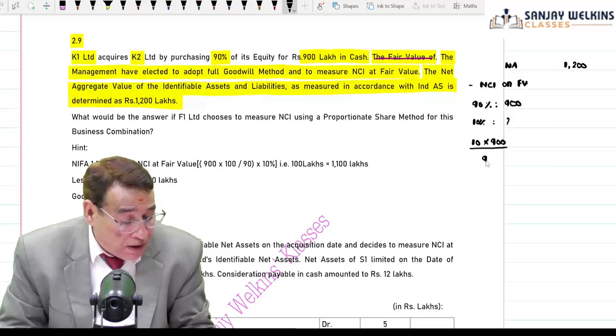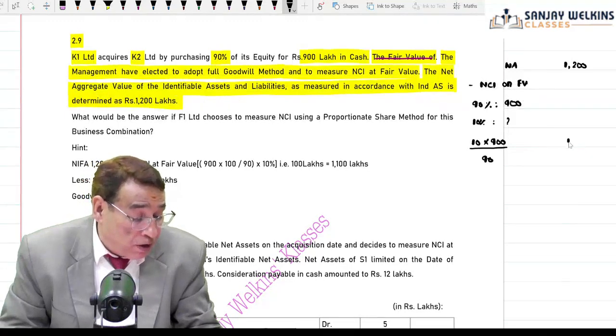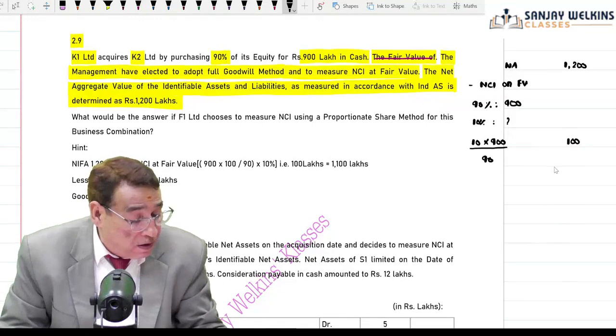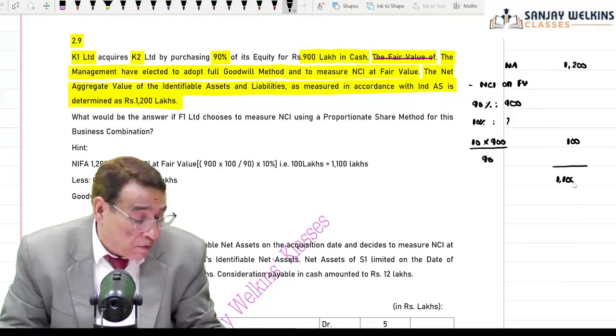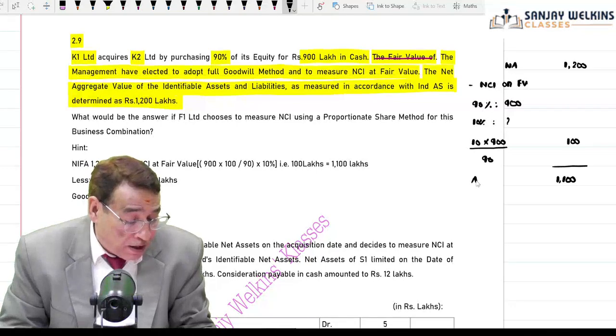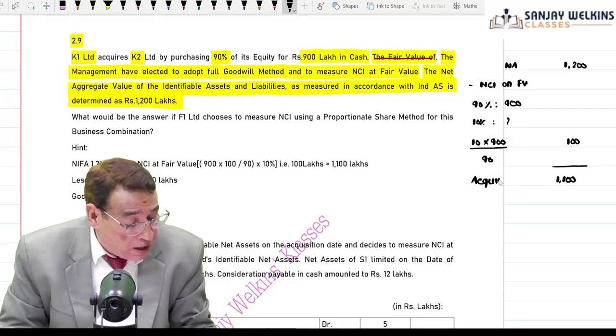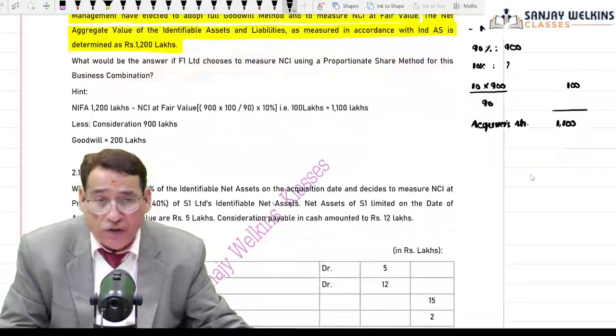So that means NCI will be equal to 100 on fair value basis. So balance 1,100 shows acquirer's share. This is acquirer share 1,100.